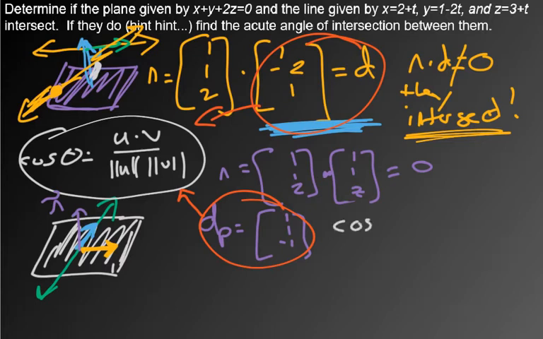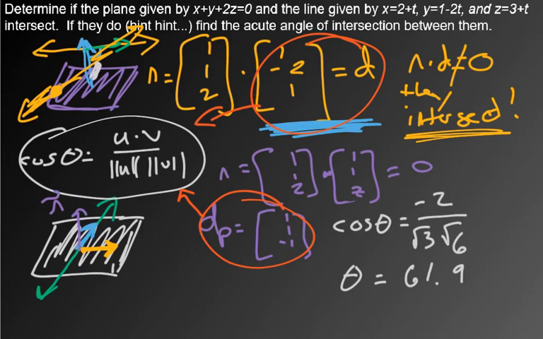I'm going to cruise through this part. If we dot the two direction vectors, we get -2. Then the magnitudes are √3 and √6. If you take inverse cosine of that, using my calculator, you get about 61.9 degrees. And that would be it.